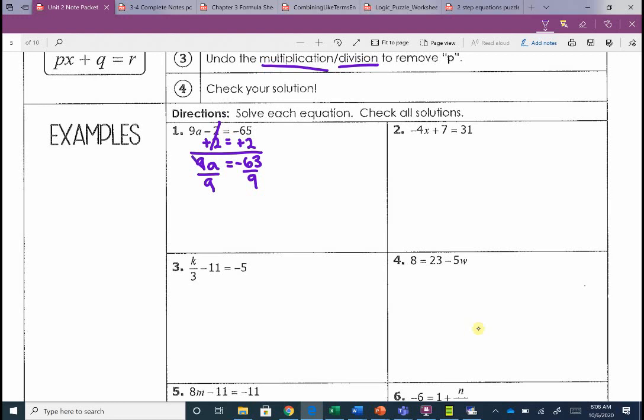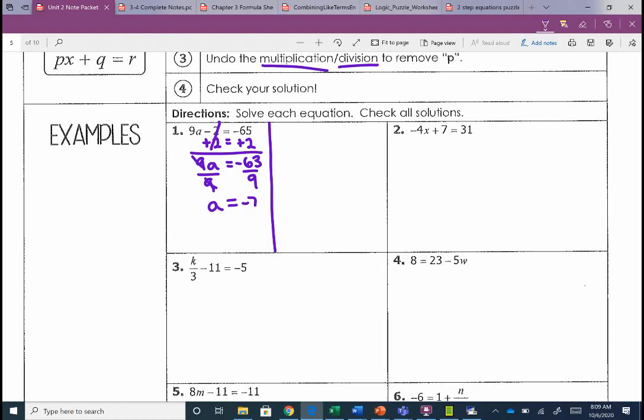So on the left side now, we've got A left. That's our goal, to get A by itself. And then if I need to, guys, put the right-hand side in the calculator. -63 divided by 9. Put it in if you need to. I know some of us are better with multiplication facts than others, and that's okay. This isn't about computation. This is about, can you solve an equation? Do we have that process down? So we end up with -7.